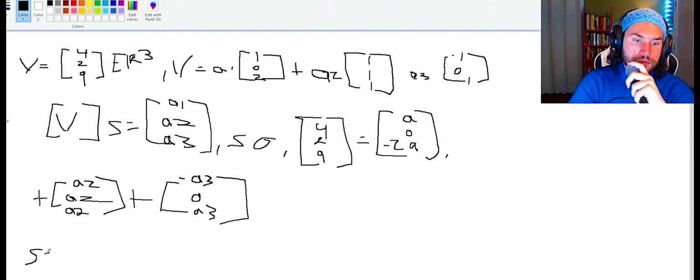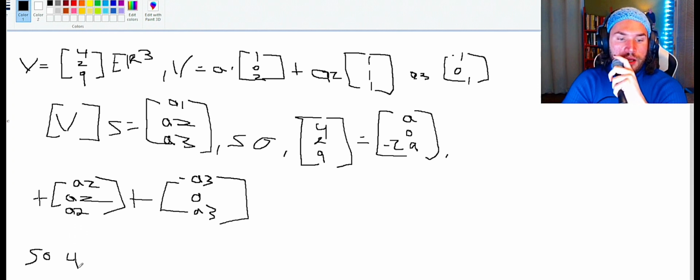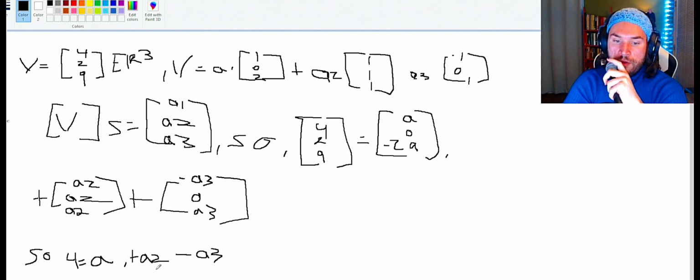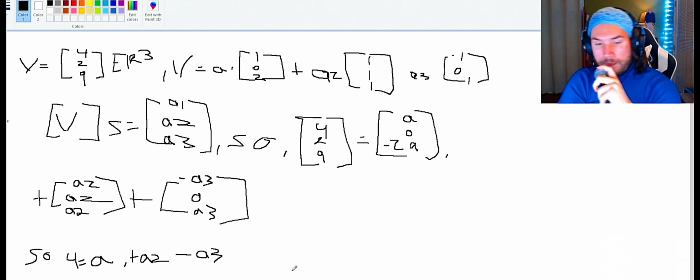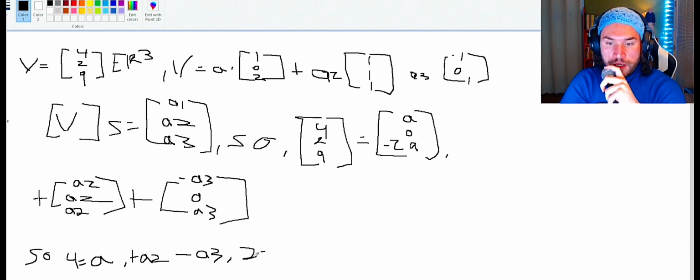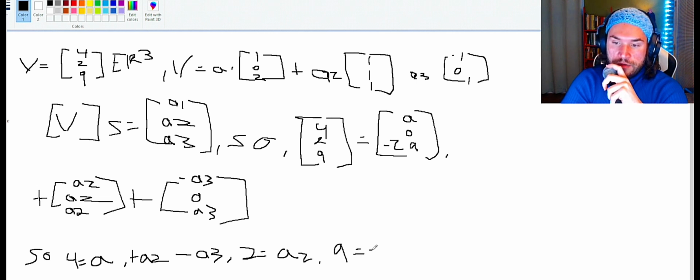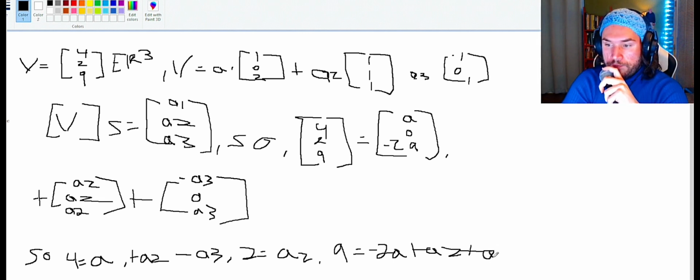So 4 equals A plus A2 minus A3. Remember that. You need to get your signs right. And then 2 also equals A sub 2. And then 9, in this case, is equal to negative 2A plus A2 plus A3. So it's basically a logic problem.